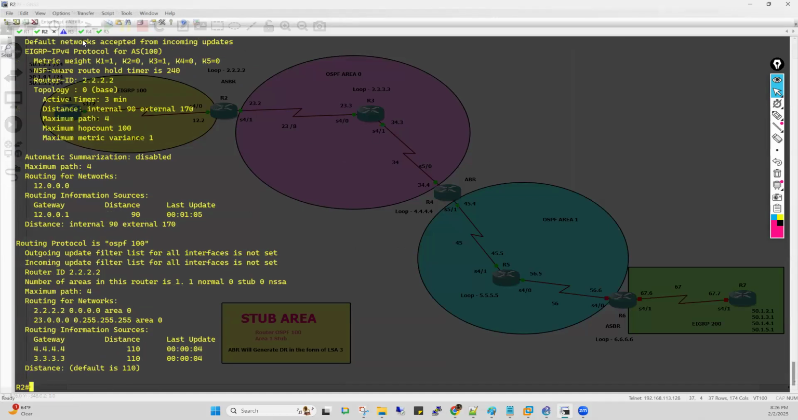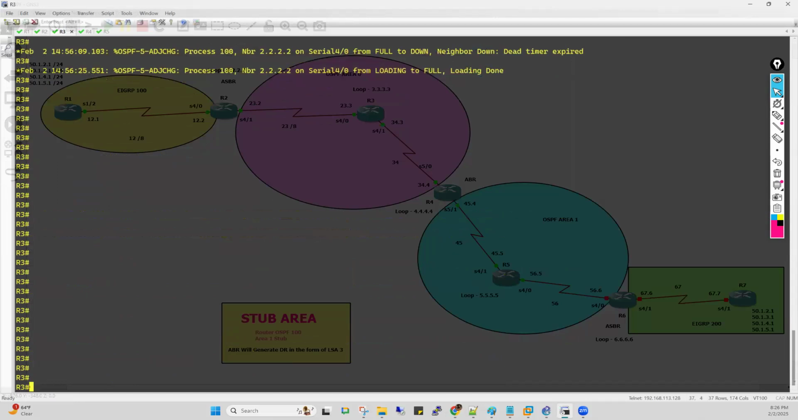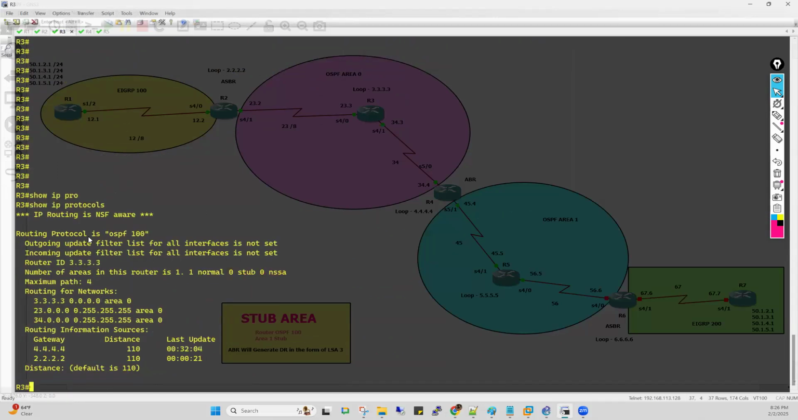Done. Now come to router number 3. On router number 3, I already configured everything. I can show you. Show IP protocol. See here, guys. On router number 3, we already configured router OSPF 100 and I already advertise which networks? 3.3.3.3, the 23 network, and the 34 network, in area number 0. Getting my point? Because all the interfaces of this router are present in which area? Area 0. Clear? Any doubt?